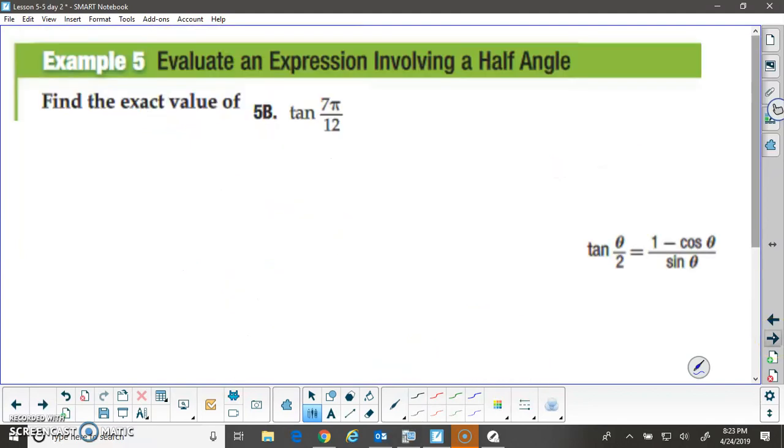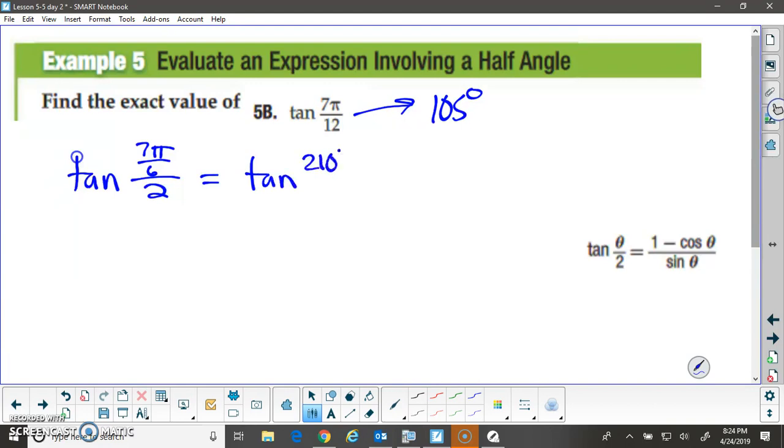Let's do another one, but let's do it with tangent of 7 pi over 12. 7 pi over 12 is exactly half of 7 pi over 6. If that's too difficult to work with the fractions and radian measure, you could change the 7 pi over 12 into degree mode, which is 105 degrees. And so if it's just easier, you can do this as the tangent of 210 degrees divided by 2. Same concept. The left one's in radians, the right one's in degrees.